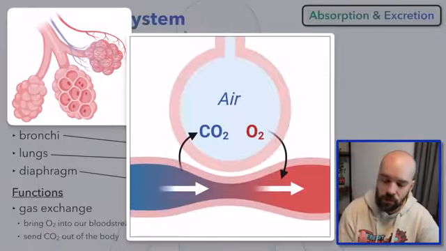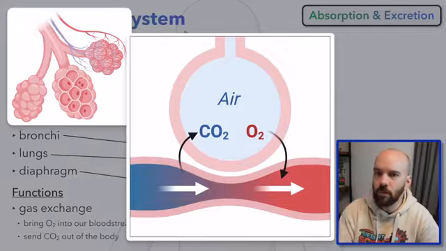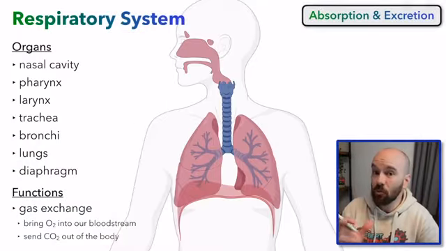Here's a little diagram that shows that gas exchange with the alveoli. So there's the alveoli. Here's the blood coming in. It's low oxygen. It's going to give off the CO2 and receive some oxygen. It's going to go back to the heart. Now you've got air with high CO2 that's going to leave, and you'll breathe that air out. So that's the respiratory system.